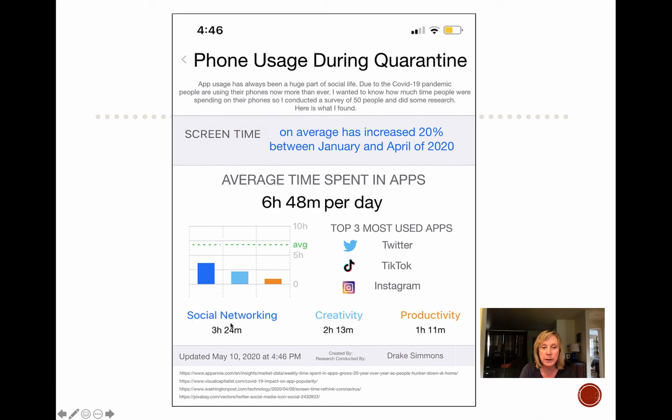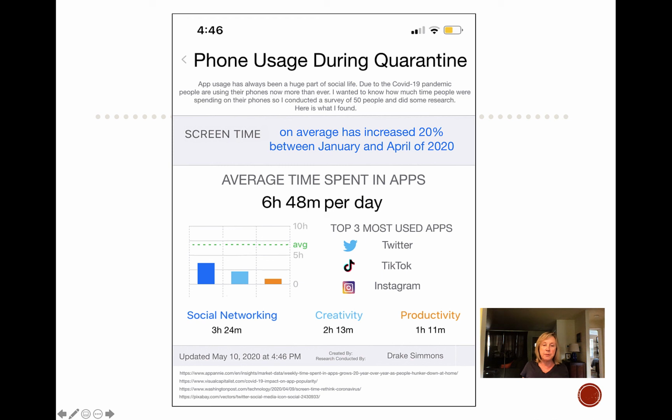Social networking, 3 hours and 24 minutes. So you see, if you came across from this bar over to here, you would see that that bar hits at 3 hours and 24 minutes. Creativity, 2 hours and 13 minutes. And then productivity, 1 hour and 11 minutes. So these bar heights correspond to this amount of time.